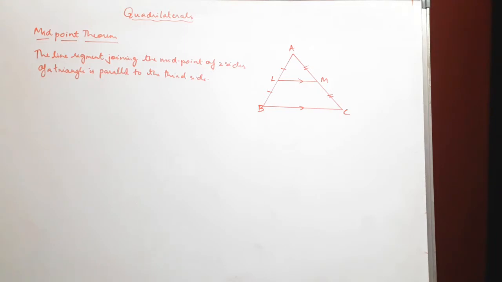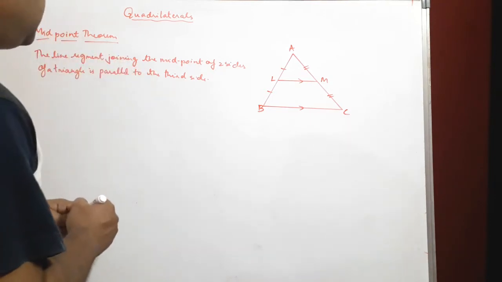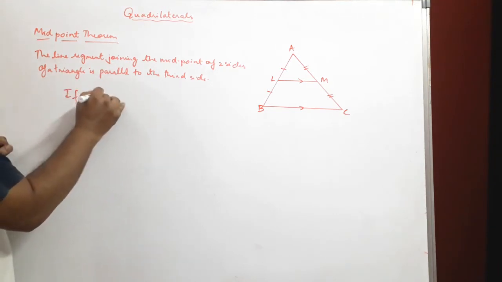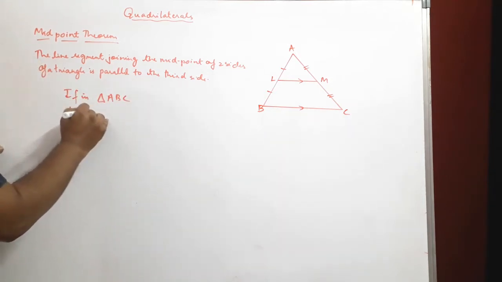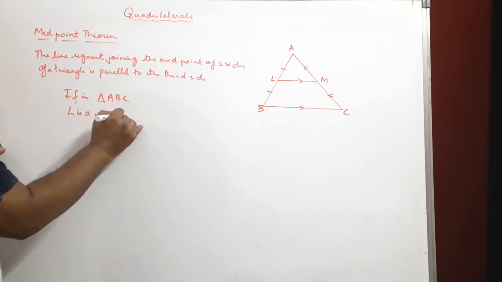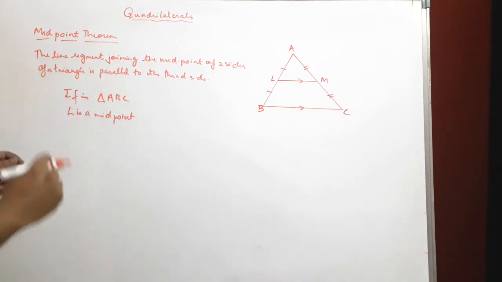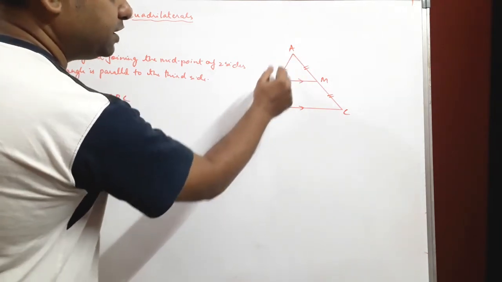And we have the midpoint theorem in front of us, which says the line segment joining the midpoints of two sides of a triangle is parallel to the third side. So if we try to make sense of this statement, in triangle ABC, L is a midpoint. Midpoint means a point in between, like the center of that particular line, which means from that point onwards the line is divided into two equal parts.